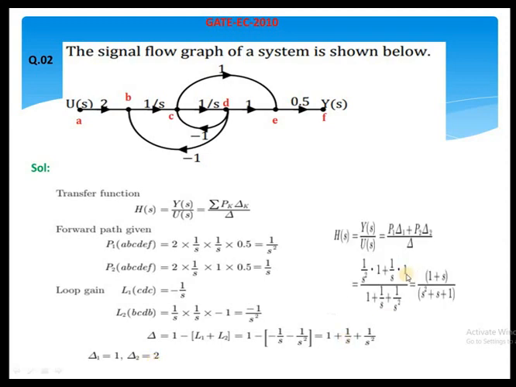What about the transfer function? We substitute P1 delta 1 and P2 delta 2 by delta. So 1 by s square into delta 1 value 1, plus 1 by s into delta 2 value 1. If you replace all these things, we get 1 by s by s square plus s plus 1. This is the transfer function for the given SFG. This is the GATE question from the EC 2010 paper.